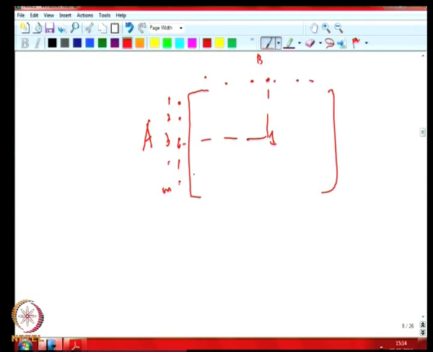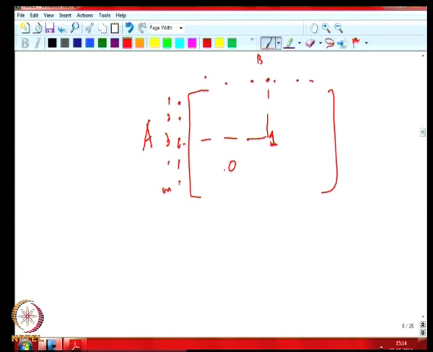Of course, edges are always going from the A side to the B side. There is no edge inside A, and there is no edge inside B. Therefore, all the edges will be of this form, between i and j, where i is from A and j is from B.